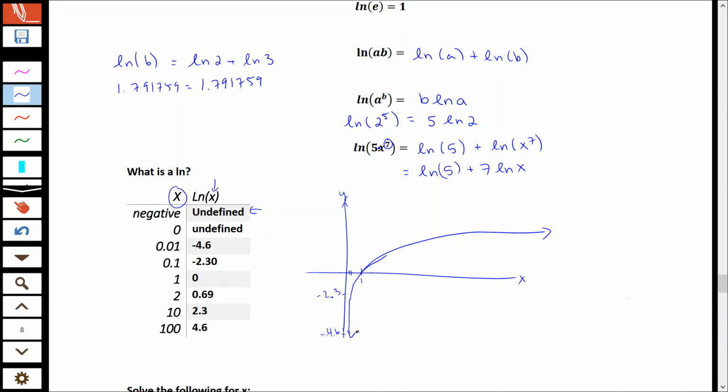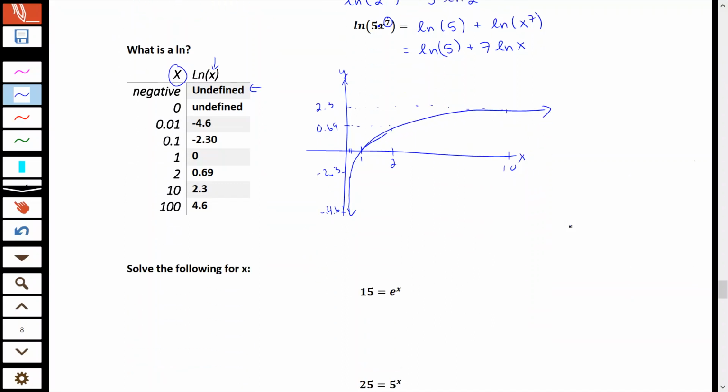So at x equals 2, I have not drawn this to scale, but our value here is 0.69. At a value of 10, this would be 2.3. And at a value of 100, way, way off on our chart, it only goes up to 4.6. So it's a very slowly increasing function.